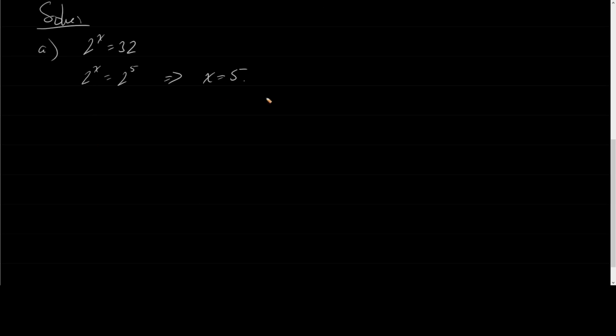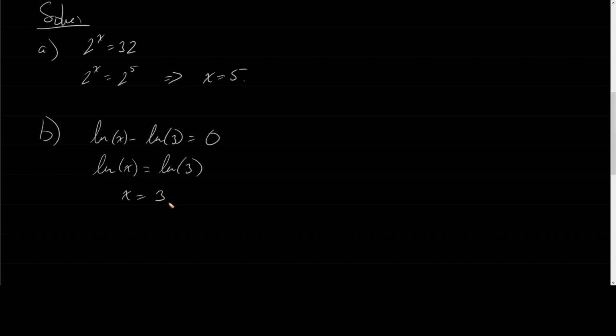Let's do another one. If I have ln of x minus ln of 3 is equal to 0, well, there's two ways I can solve this. The first way, I can say that if I move this ln of 3 to the other side, I've got ln of x is equal to ln of 3, therefore x is equal to 3.